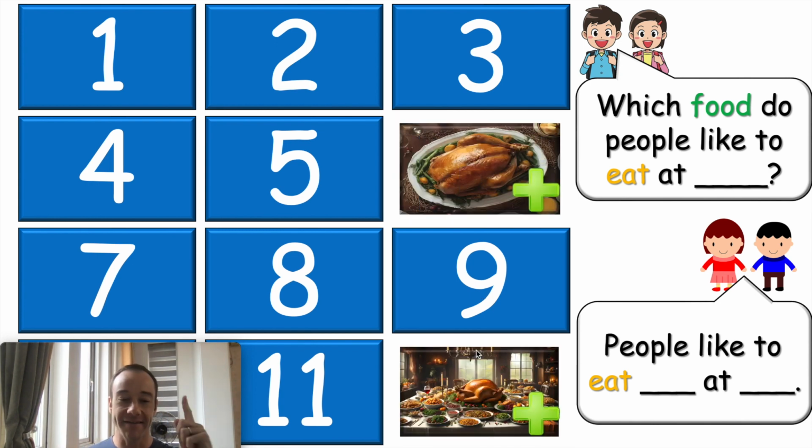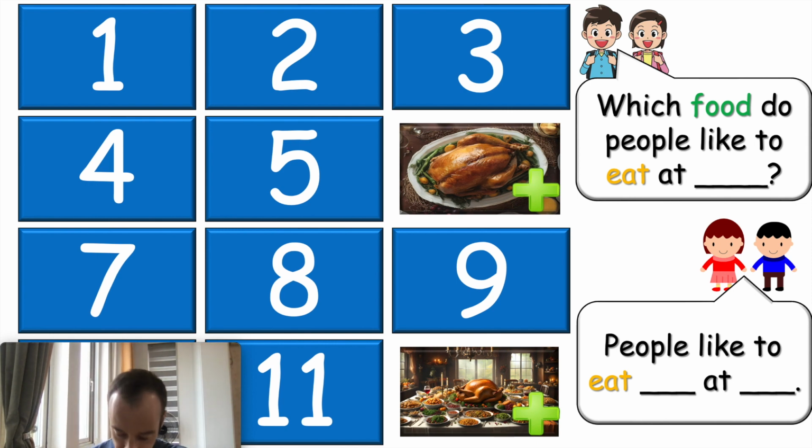Oh, look at teacher Matt. My memory is improving. Okay, so that is a match. And the rest of that team, or the whole class, will ask the person who's playing, what festival is this? Thanksgiving. Okay, and then they say, people like to eat, what's that food called?